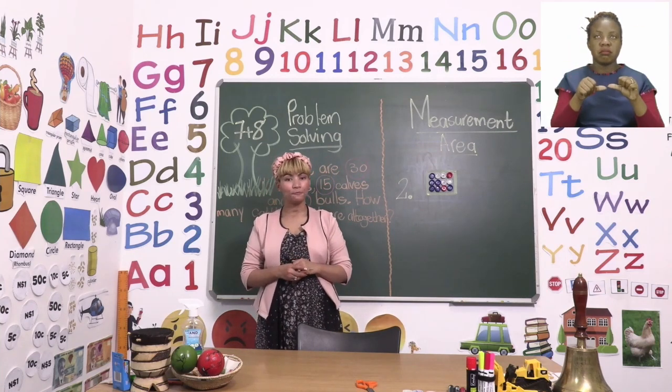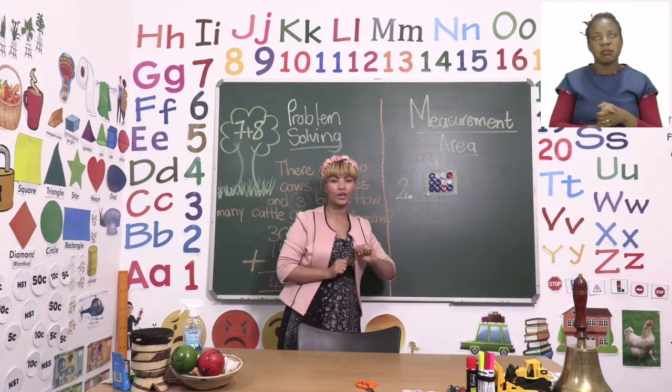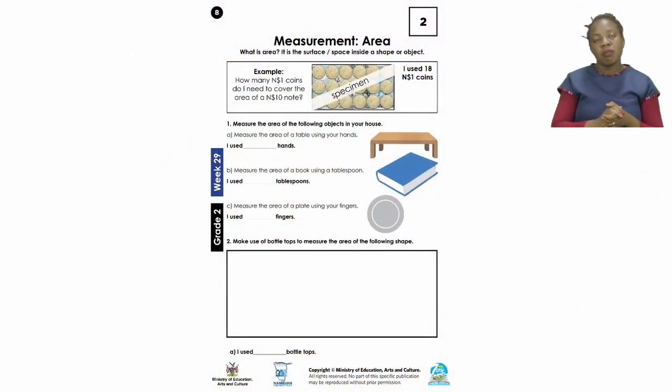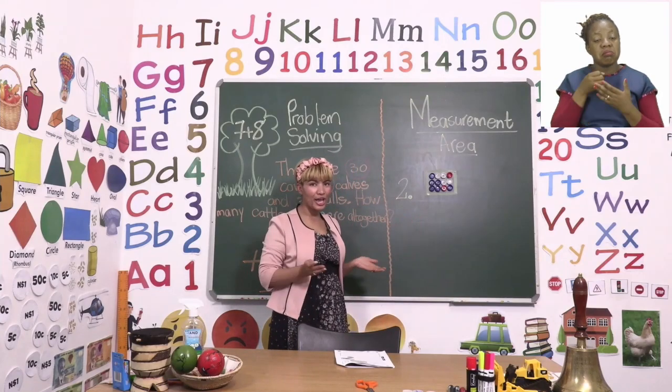Now everyone, let's look at number 2. Number 2, I also wrote for you on the board. For number 2, we have to look at the little block given to you, and it says you need to make use of bottle tops to measure the area of the following shape. Now you see it's a big rectangle. So you can find bottle tops and paste them on the page and then count how many bottle tops you need. I tried one on the board, but I don't have such a big shape.